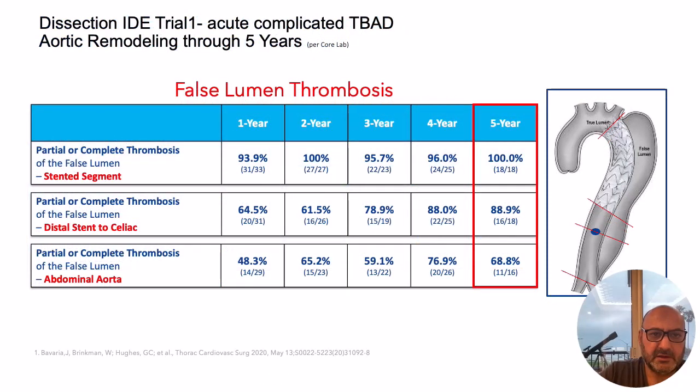So you look, after 5 years, you have a partial or complete thrombosis of the false lumen, 100% of the patients, 88% or 89% of the thrombosis in the distal to the celiac. And a lot of times in this trial, they covered close to the celiac, not necessarily in the celiac, but close, about within 5 centimeters of the celiac.